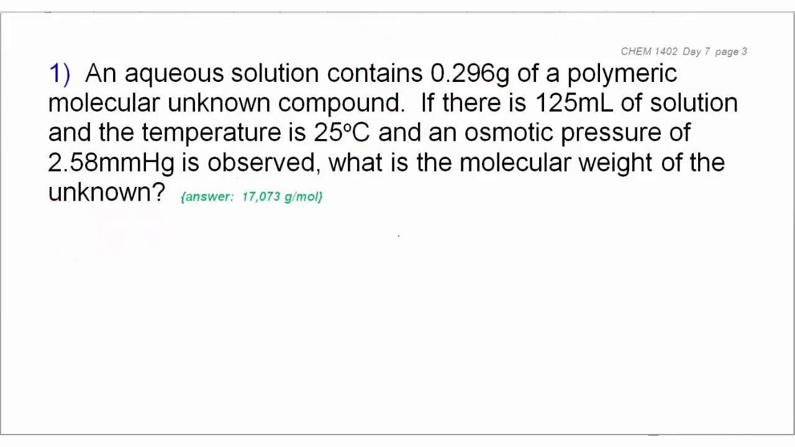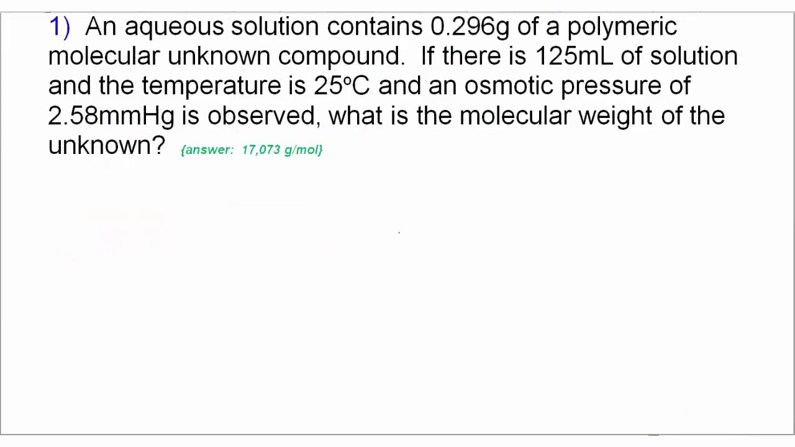So let's go ahead and work a few problems. An aqueous solution contains 0.296 grams of a polymeric molecular unknown. If there is 125 mL of solution, the temperature is 25, and an osmotic pressure of 2.58 millimeters of mercury, what is the molecular weight of the unknown?